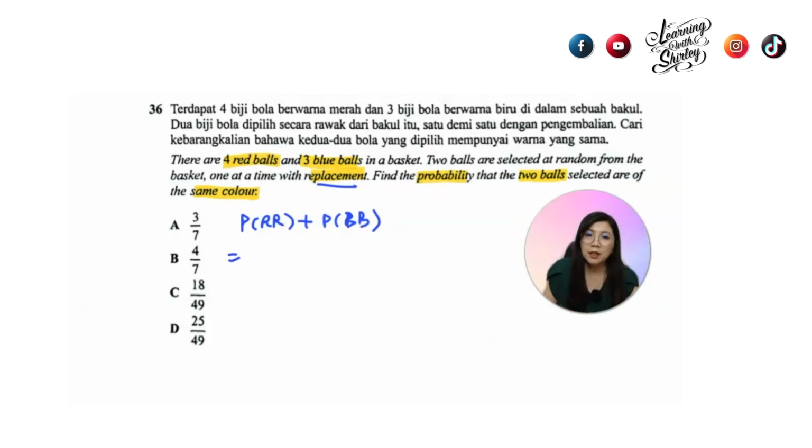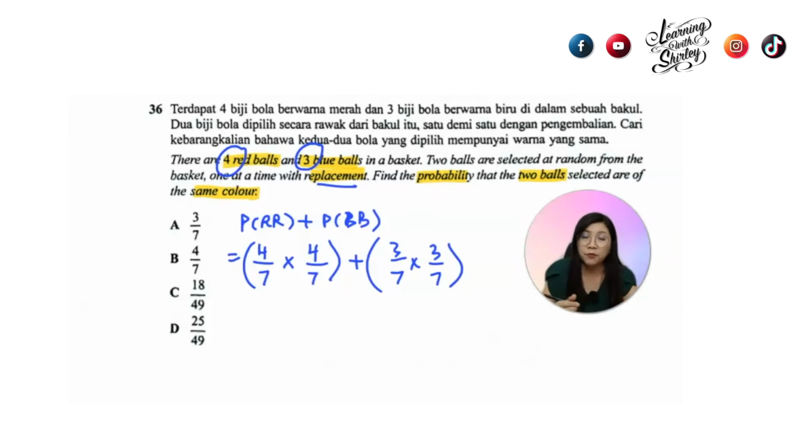So the probability when you select two red balls will be 4 out of 7, because total 4 plus 3 is 7 balls in the basket, times 4 over 7 again. Because it's with replacement, you put the ball back, so there are still 4 red balls and the total is still 7. Or when it's blue, 3 over 7 times 3 over 7, because it's with replacement, you put it back, so there are still 3 blue balls and the total is still 7.